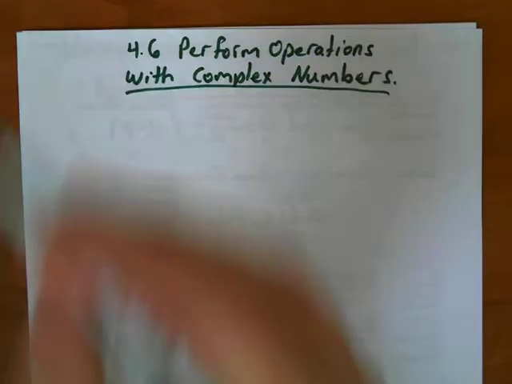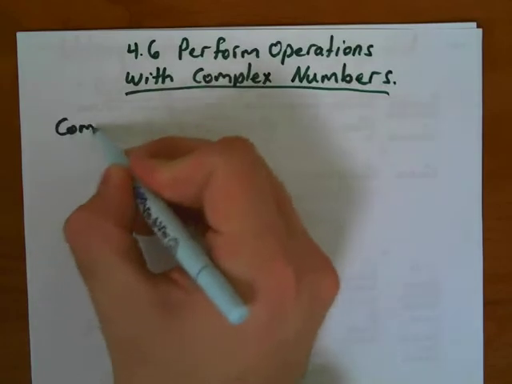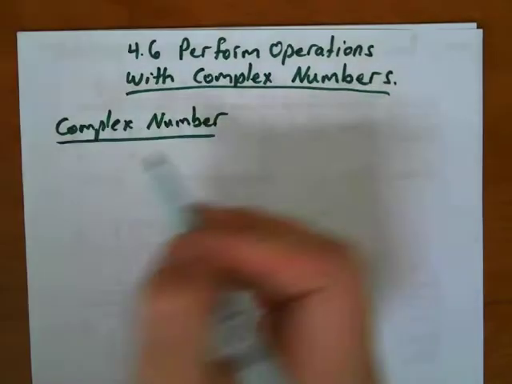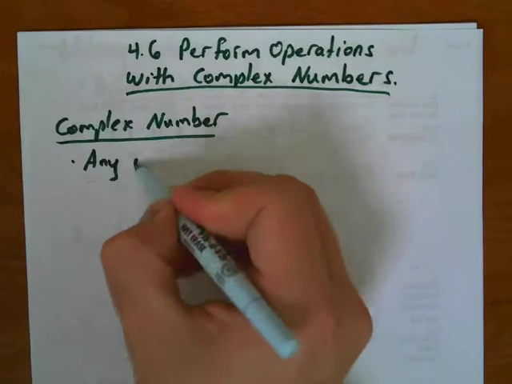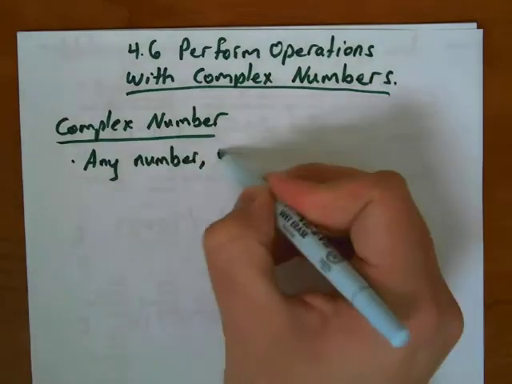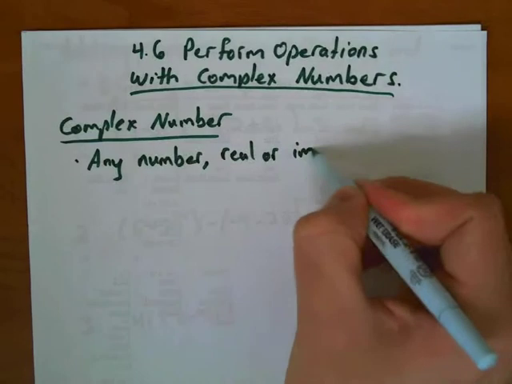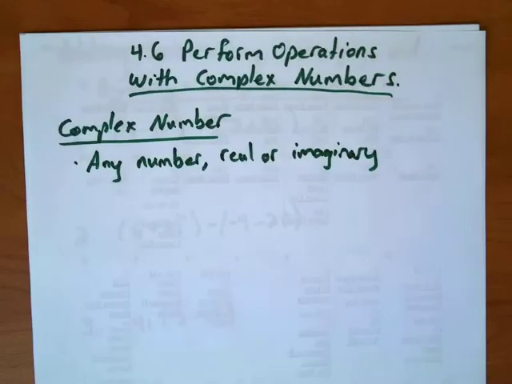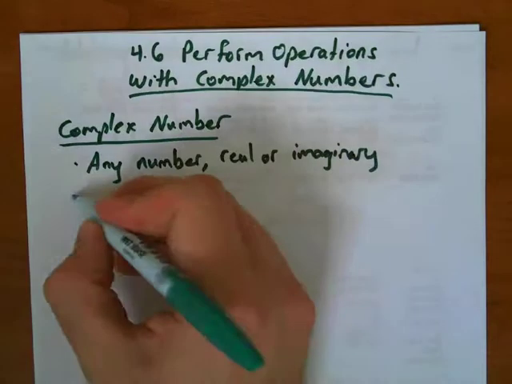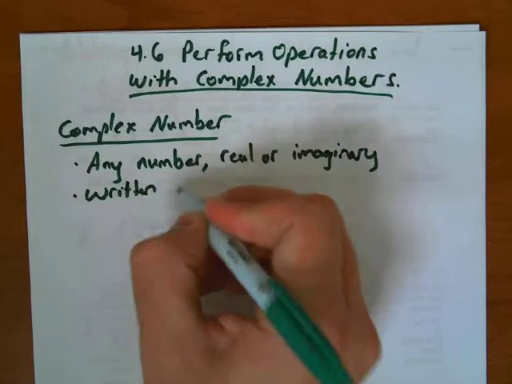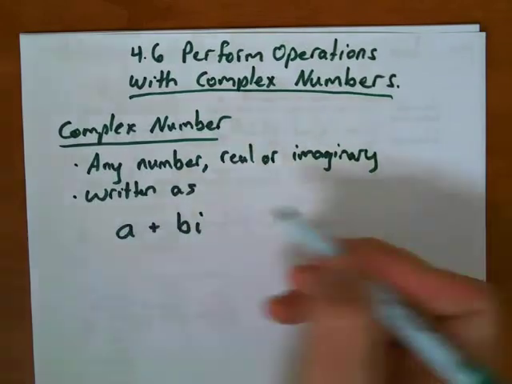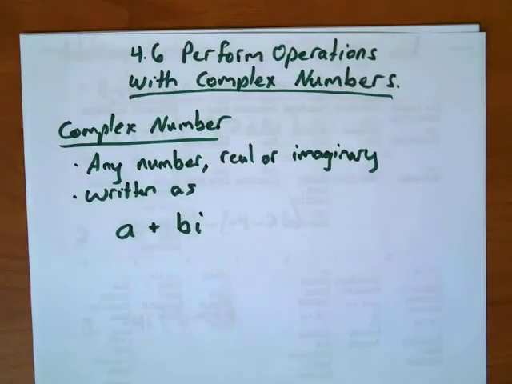To first start, we're going to talk about what is a complex number. A complex number consists of any number, real or imaginary. So it's all numbers that you have ever seen before. All real numbers that you have ever heard of or seen of, and all imaginary numbers as well. With that said, we need a way to write complex numbers, and they are written as a plus bi, where i, remember, is the square root of -1.